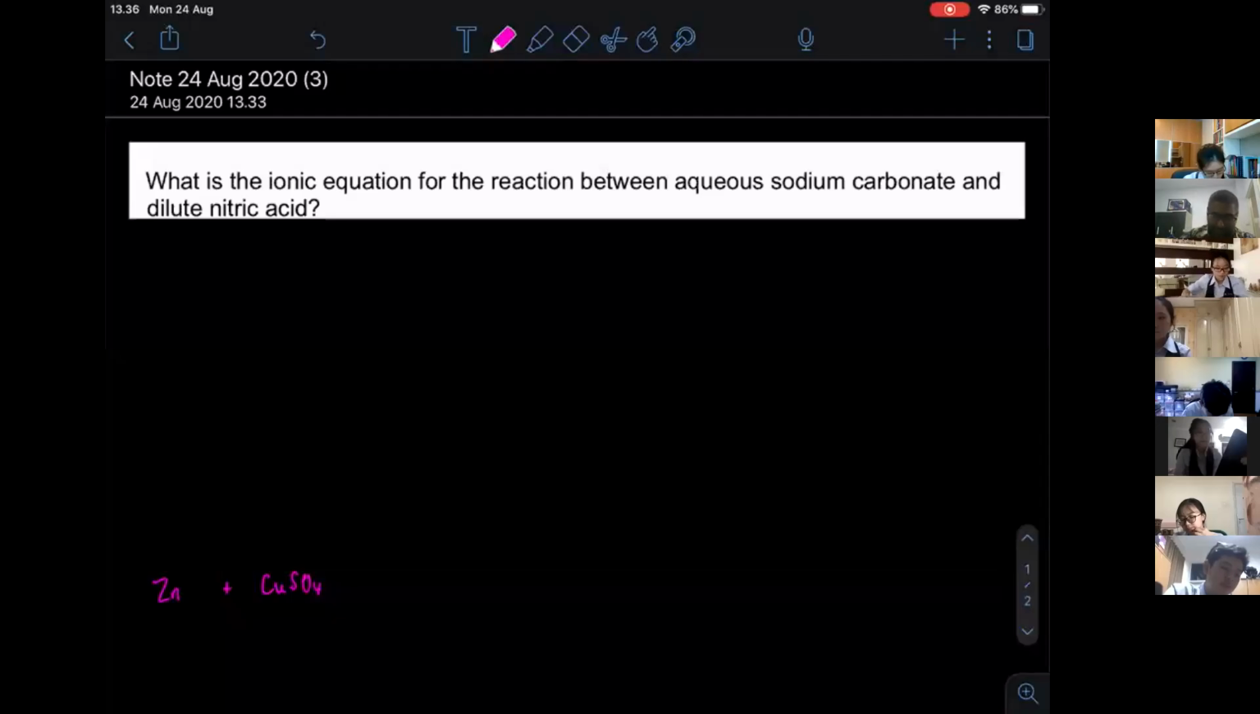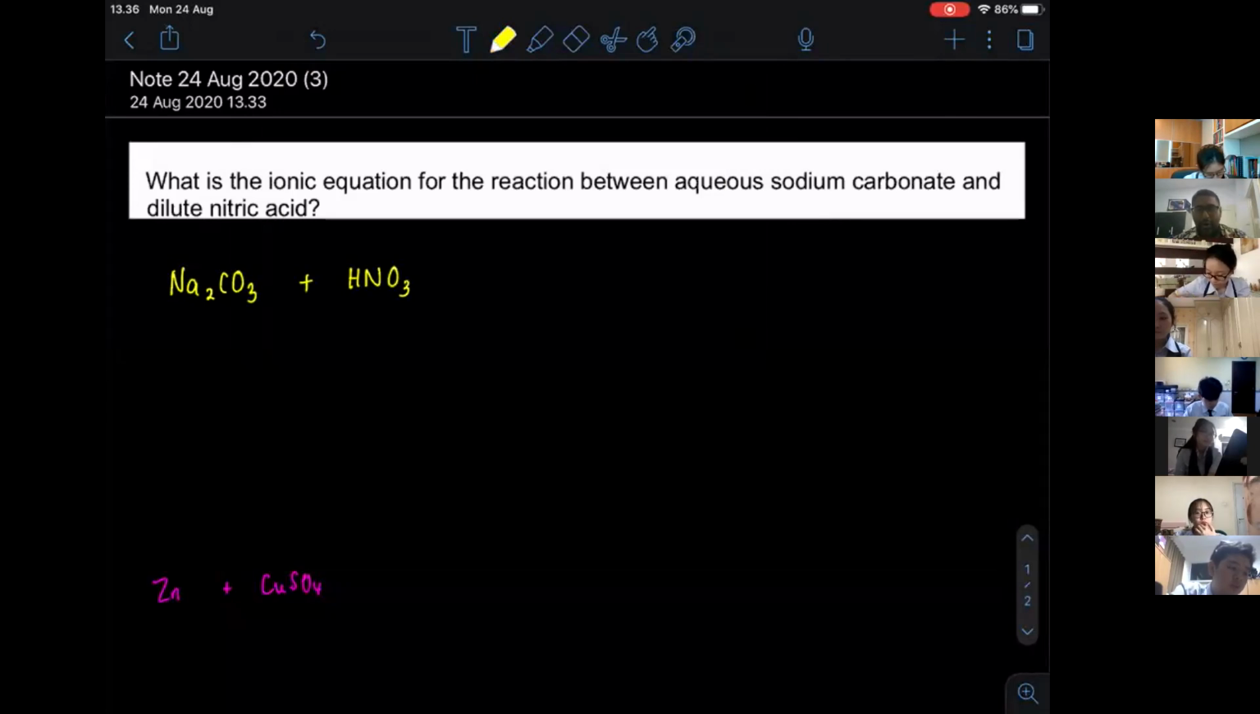Okay. So if you look over here, they have a question: write the ionic equation for the reaction between sodium carbonate and dilute nitric acid. Now, the first thing that you need to do is write down the equation. This is sodium carbonate, Na+ and CO3 2-, and then dilute nitric acid, so HNO3.